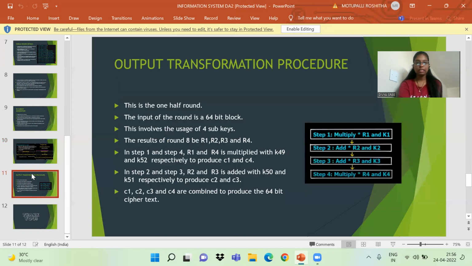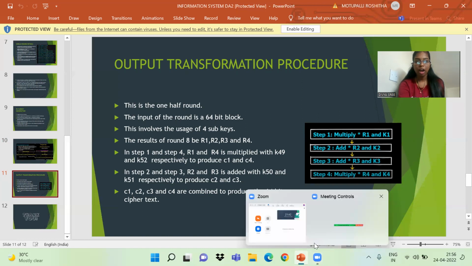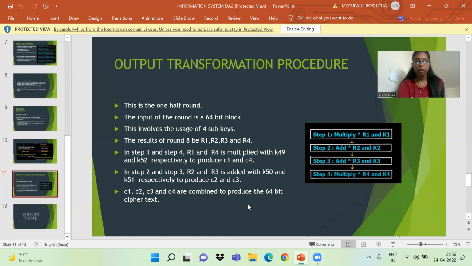And the next thing is the output transformation procedure. This is the half round of the output, and the input of this round is a 64-bit block. The 64-bit block is divided into 4 blocks as we have discussed earlier. This involves the usage of 4 subkeys. This results from round 8, that is R1, R2, R3 and R4.